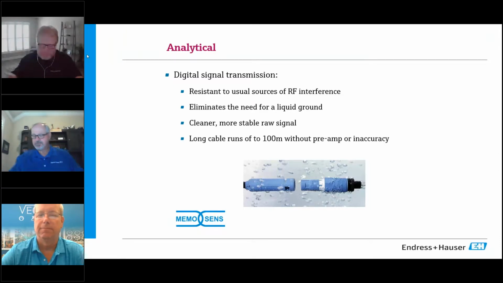So let's see, the first one is asking, are your sensors for pH, chlorine, and turbidity EPA approved for reporting, or would they be for process control only?